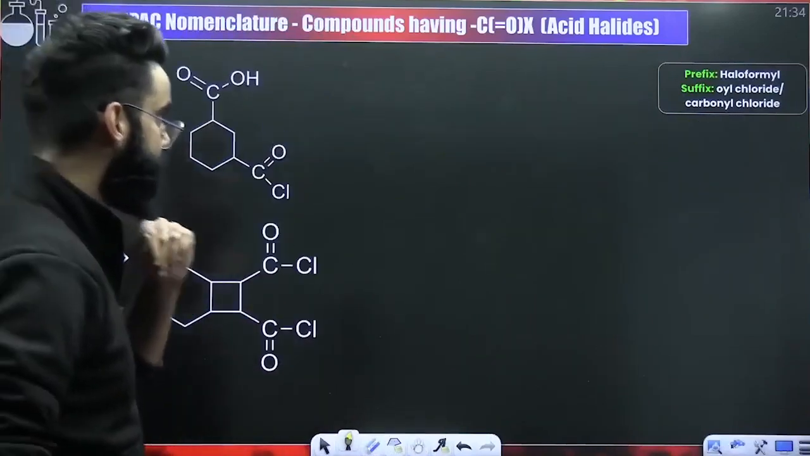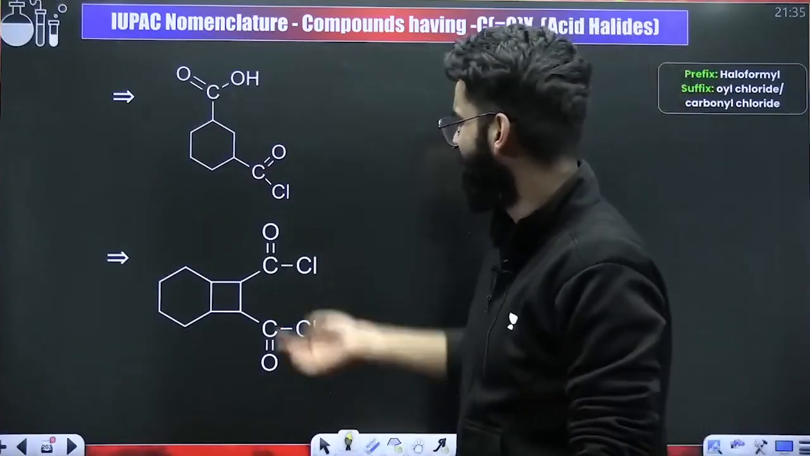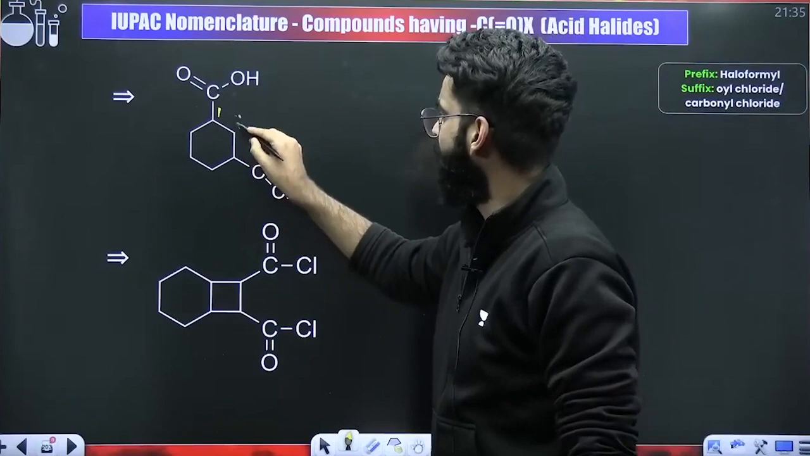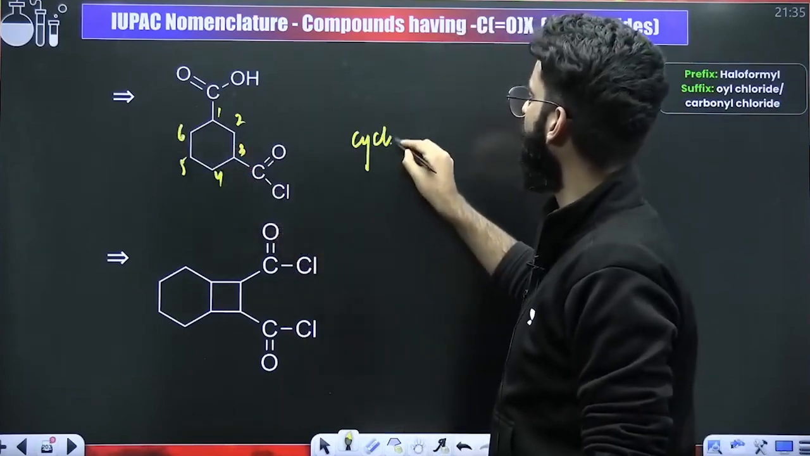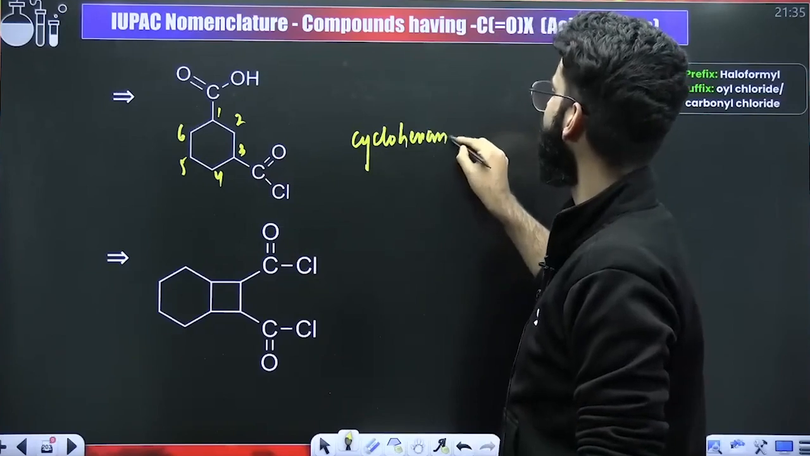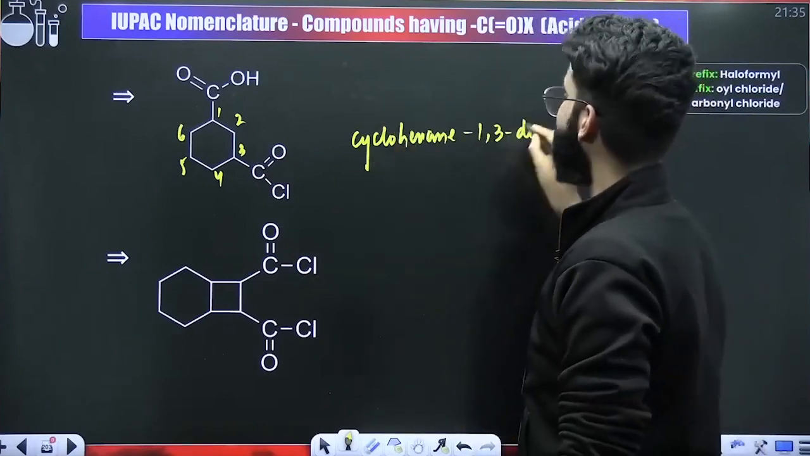Okay, look at these two. You should be able to solve these two as well. It's simple, guys. Calling this 1, this is 2, this is 3, 4, 5, and 6. So first of all, it's cyclohexane. Everywhere it's a single bond, right? Cyclohexane. Now at 1 and 3, it is di.